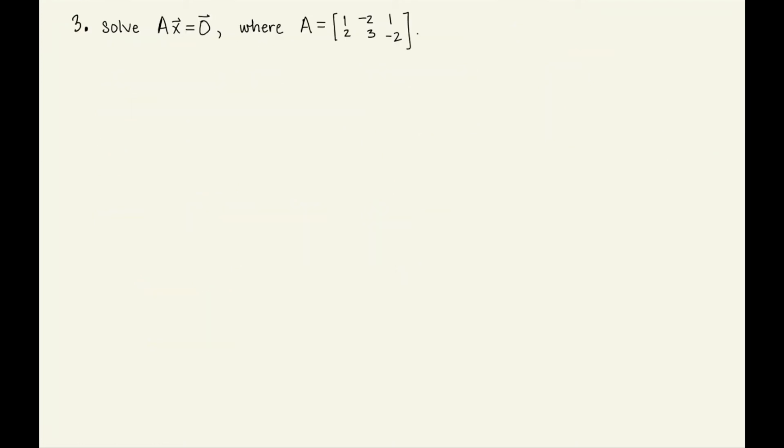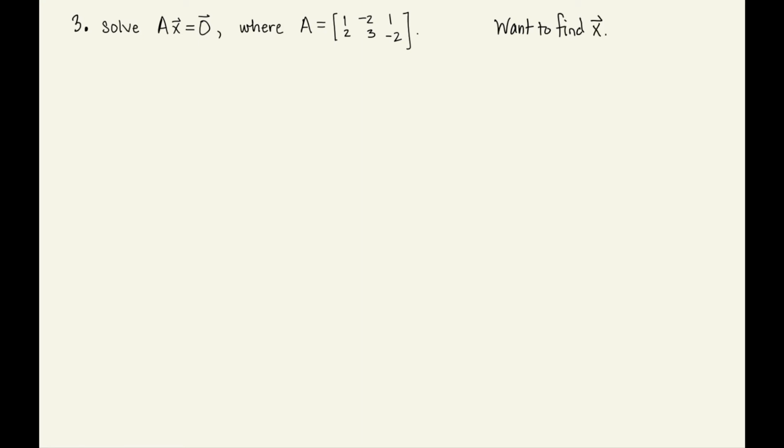So I have a third example that I want to do. In this problem, we're going to solve the matrix equation AX equals 0, where A is the specific matrix that is 2 by 3 with these entries. So the solution that we want to find is X. We want to find the vector X to solve this system of equations or this matrix equation.